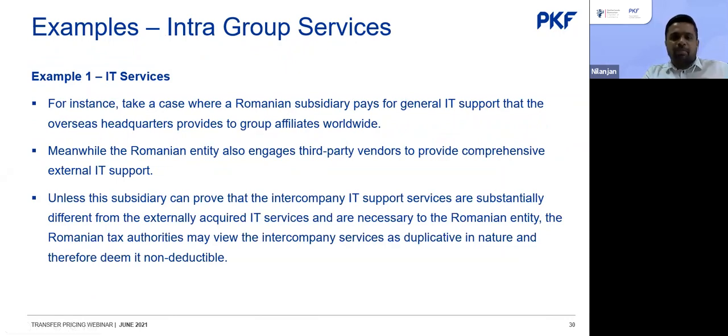Let's go on to some examples just to make it a little more clear. In this example, we see a Romanian sub pays for IT support that overseas headquarters provides to group affiliates. Meanwhile, it also engages third-party vendors to provide external IT support. So here, unless the Romanian entity can prove that the intercompany IT services are substantially different from the externally acquired IT services and are necessary for the Romanian entity, the Romanian tax authorities may view the intercompany services as duplicate in nature and therefore deem them non-deductible and disallow them.